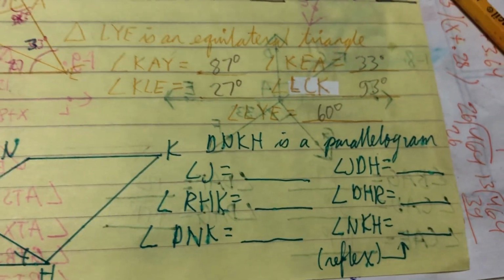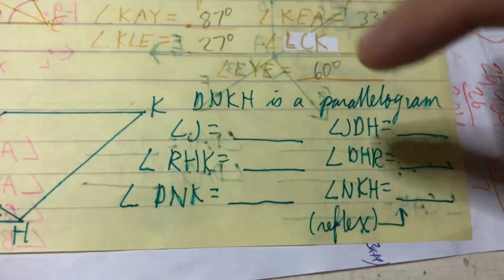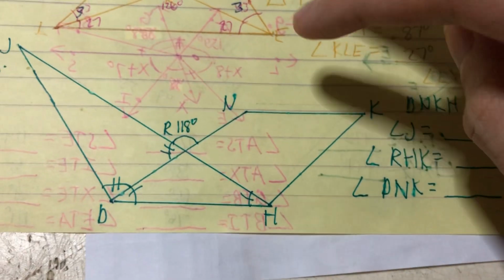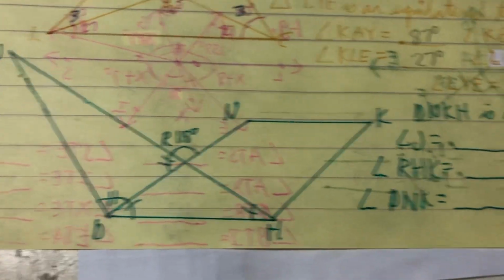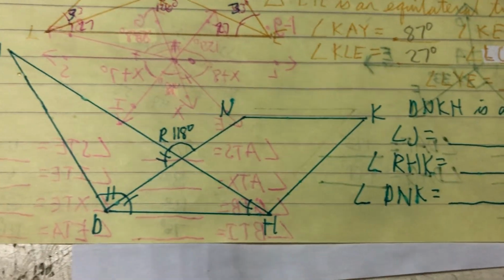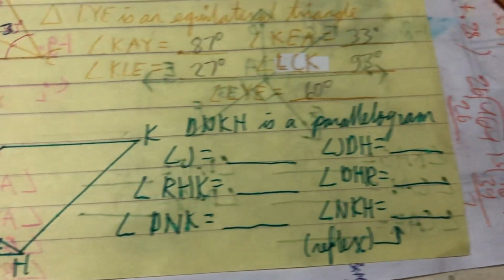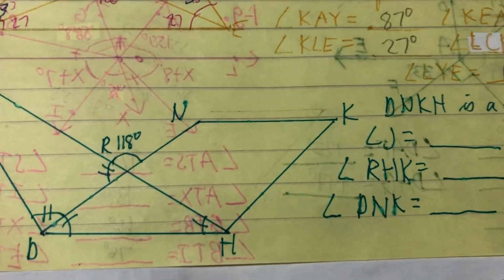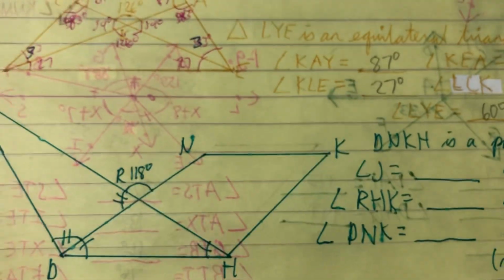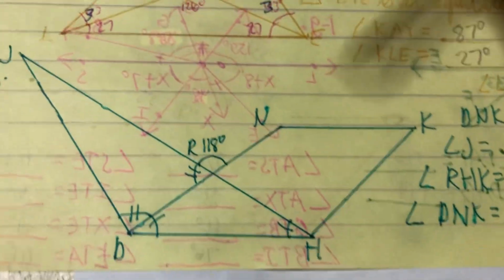We are asked to solve for the measure of angle J, angle RHK, DNK, JDH, DHR, and NKH, which is the reflex angle. Okay? So let's do this. Let's start with something. How do we solve for the angles?